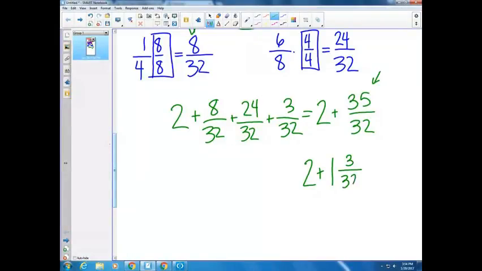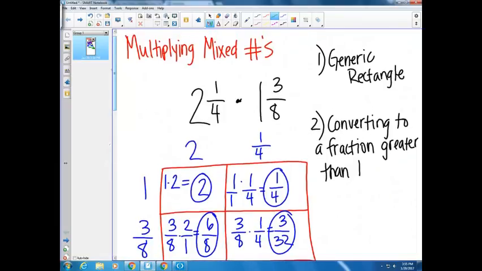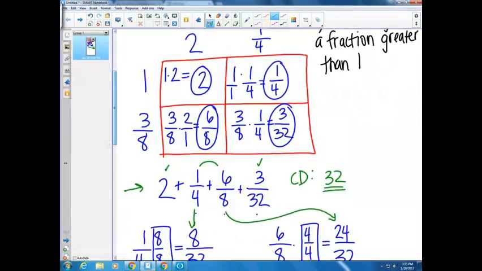3 out of 32 left over. When I finish adding, I know 2 and 1 make 3, with that 3 out of 32 left over. My final product being 3 out of 32. Now, notice we do not just multiply 2 and 1 to get 2, 1/4 and 3/8 to get 3 out of 32. No, we have to go through and multiply each part, okay?